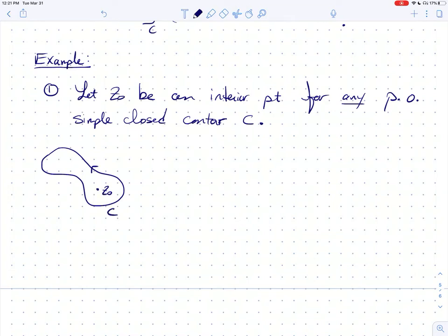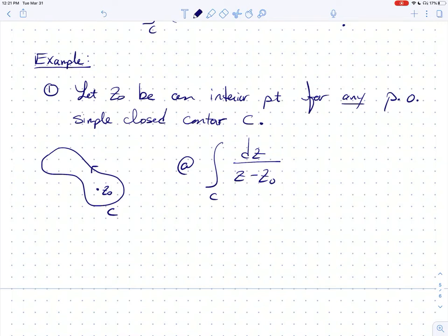So here's my C, here's my z naught, and the first example that I want to do is the integral over C of the very first problem we did, dz over z minus z naught. And if you recall, we had a specific C. Our C was the unit circle. I'm saying, by the way, you can do this for any simple closed contour C. And when we worked it out over the unit circle, we got 2 pi i. So let's see if we can work this one out and get the same thing over any simple closed contour C.